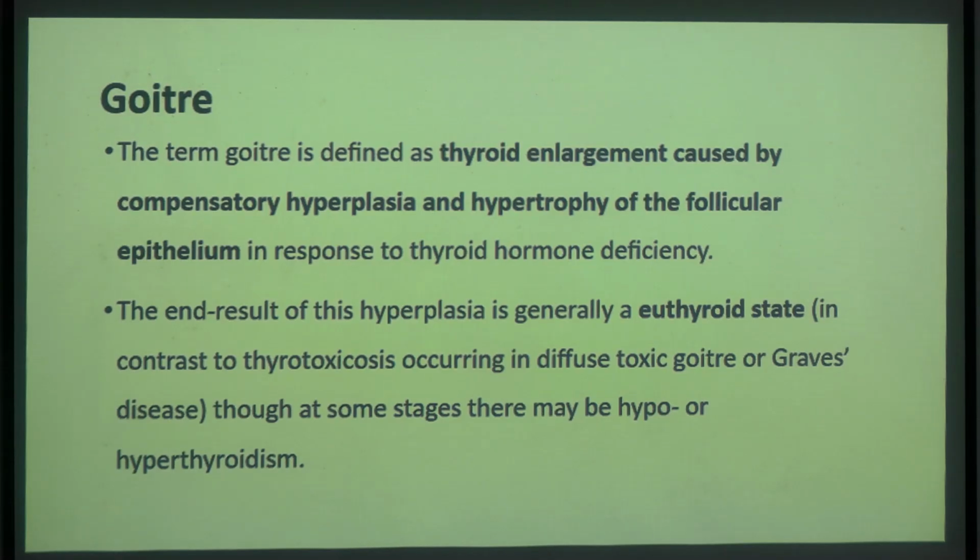Now, goiter. The term goiter is defined as thyroid enlargement caused by compensatory hyperplasia and hypertrophy of the follicular epithelium in response to thyroid hormone deficiency. The end result of this hyperplasia is generally a euthyroid state, in contrast to thyrotoxicosis occurring in diffuse toxic goiter or Graves' disease. Though at some stages there may be hypo or hyperthyroidism.